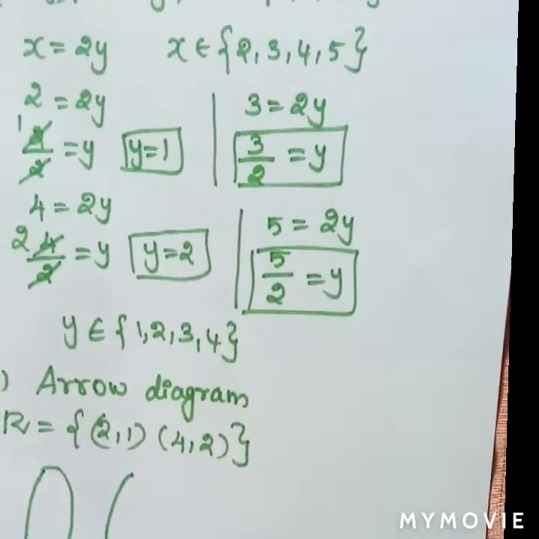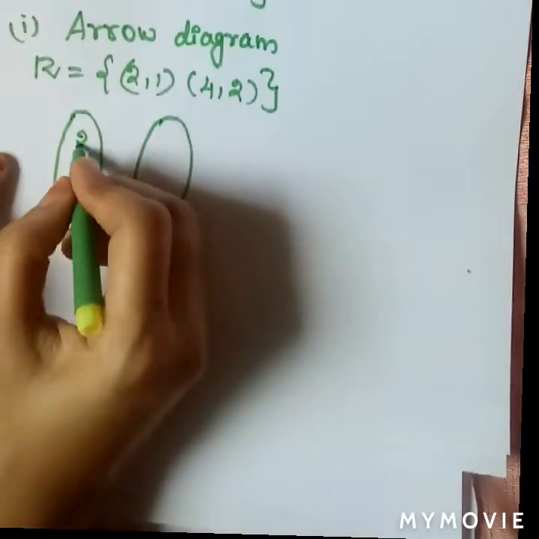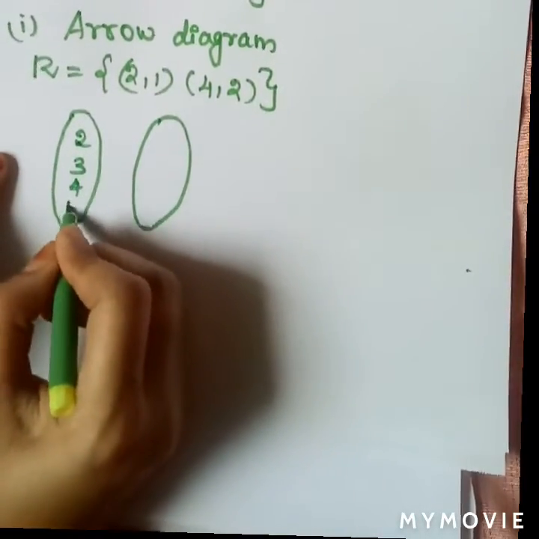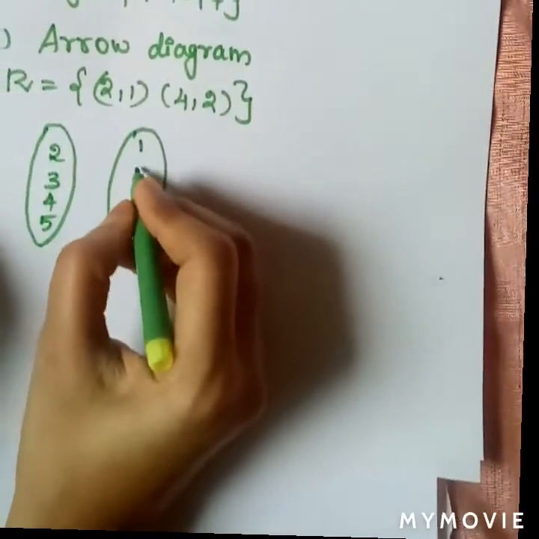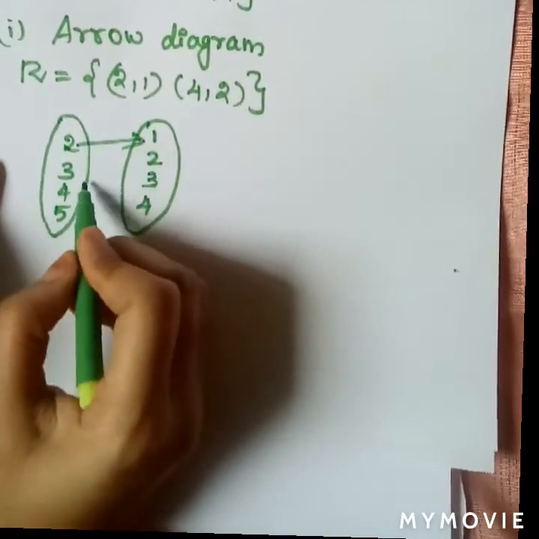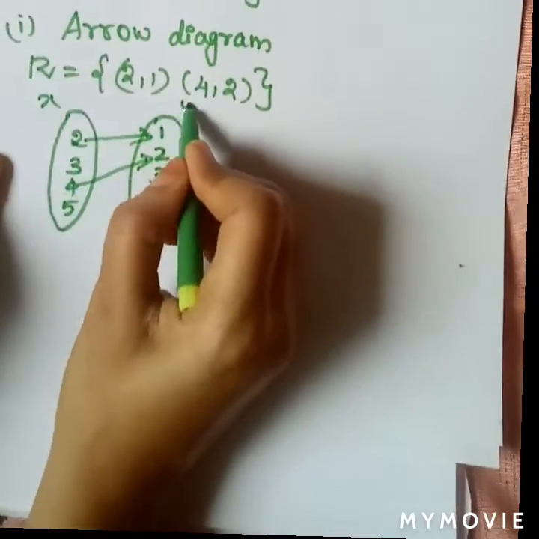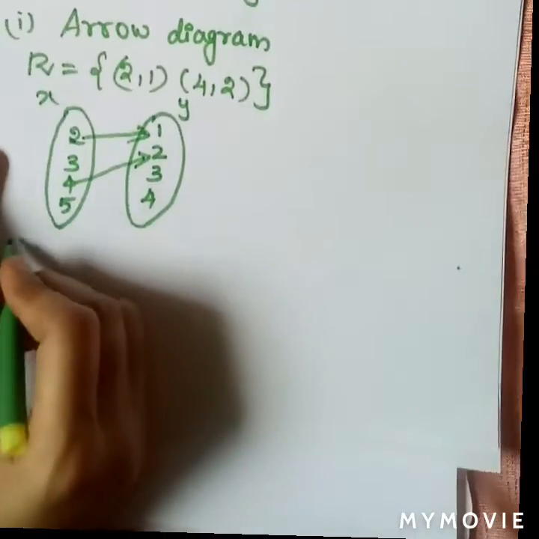Draw the arrow diagram for the ordered pairs. Write the x values 2, 3, 4, 5 and the y values 1, 2, 3, 4. Do the pairing: 2 to 1, 4 to 2. That's it. Now the graph.